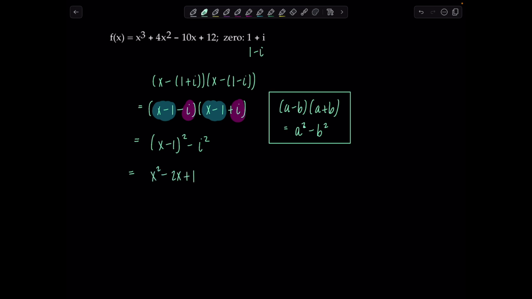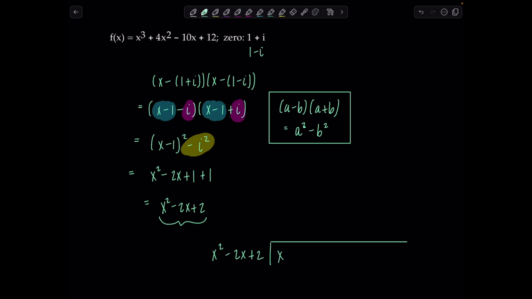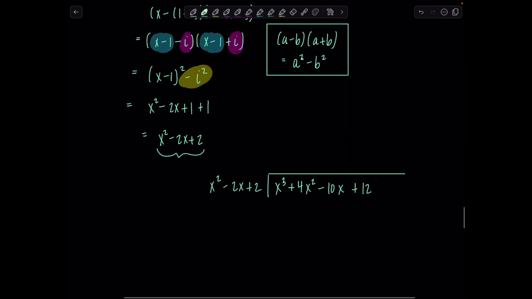It'll be x squared minus 2x plus 1. And then minus i squared, that's minus negative 1. So that's going to be plus 1. So this is x squared minus 2x plus 2. Okay, so now I'm going to take this guy, long divide it into the original. So x squared minus 2x plus 2, divide this into x cubed plus 4x squared minus 10x plus 12. Here we go. So what do you have to multiply x squared by to make it x cubed? Just x, right? Very good. Then distribute.